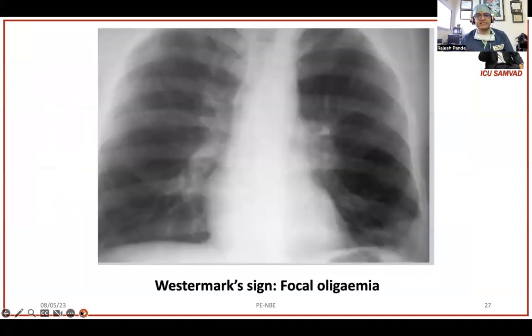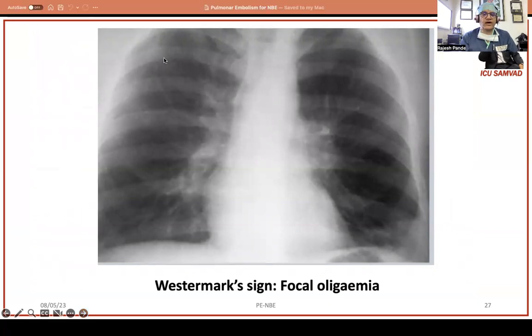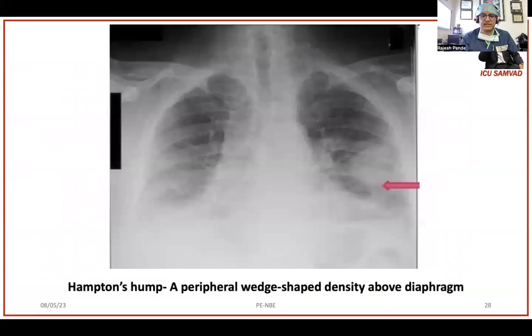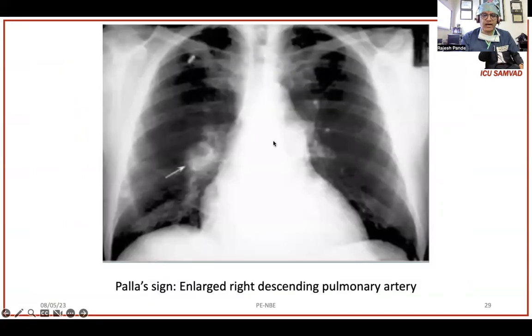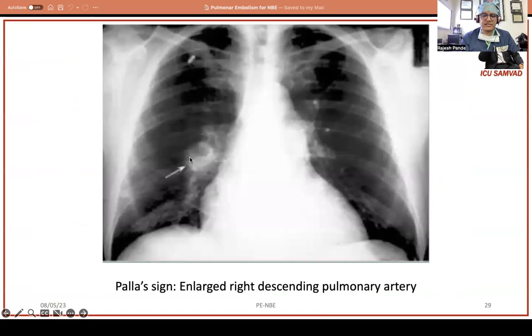Now, some of the classical signs that you must have found in your books. Westermark sign on X-ray. This is the focal oligemia that you find here. So this indicates that that particular part of the pulmonary vasculature is affected. And then you can have a Hampton's hump. Hampton's hump is a peripheral wedge-shaped density that you find above the diaphragm. Or you can have Palla's sign, which is an enlarged right descending pulmonary artery.